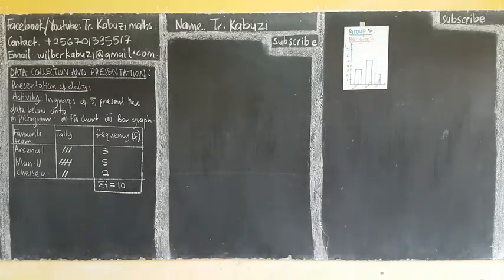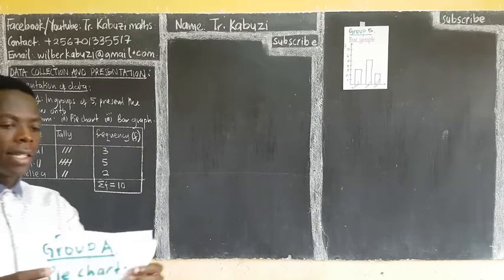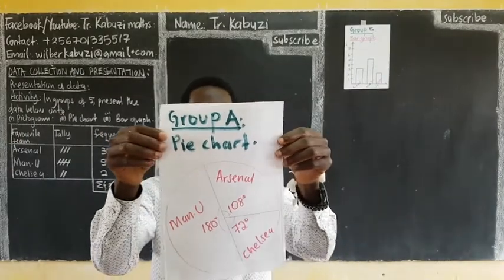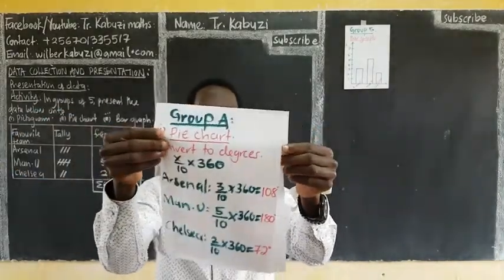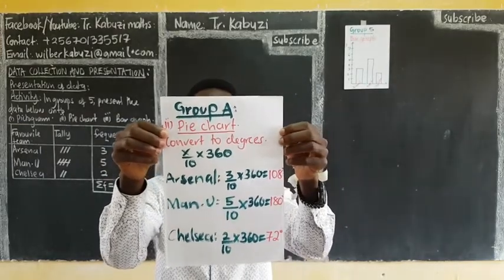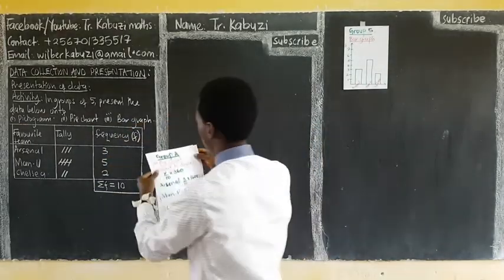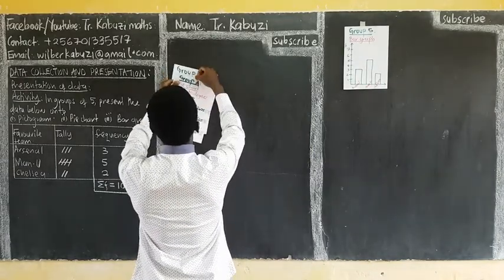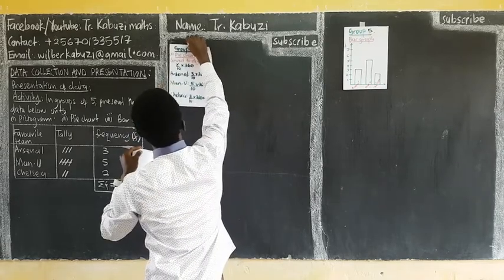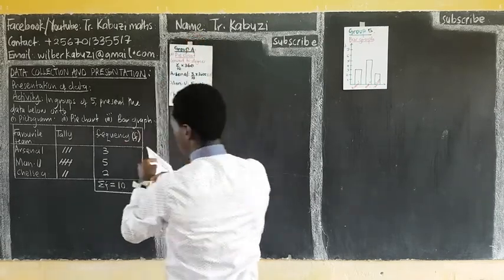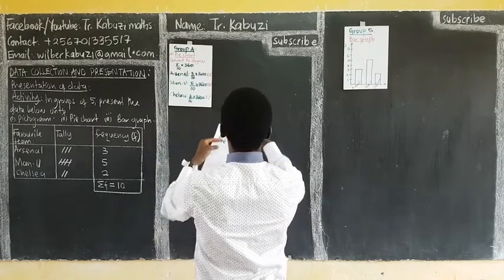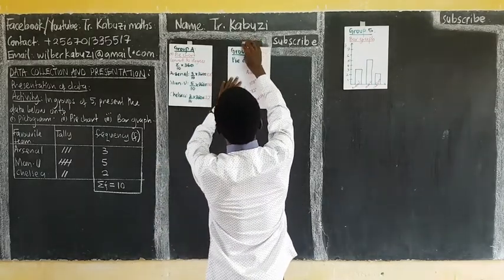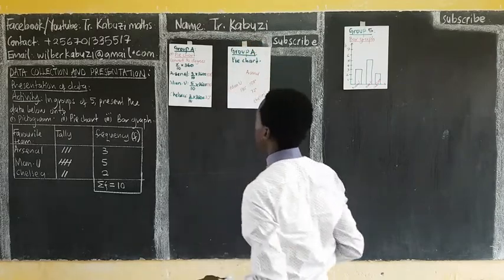Then we have the next group, group A. So group A, we are doing pie charts. So this is their first. This is how they are presenting the pie charts. And then they also have this here, as you are able to see. So this was group A. Let me pin it here. Then we also have this, still from group A. For them, they are concentrating on a pie chart.